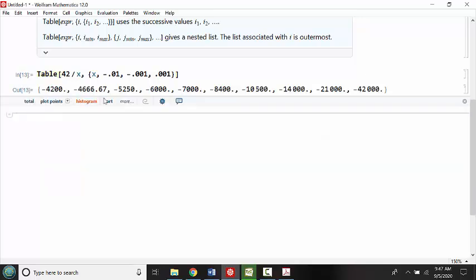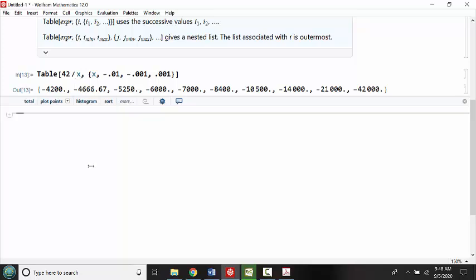And as I step much closer to 0, now I have 42,000 here. So if we believe in the power of patterns, we believe that this function is getting really huge and all of the values are negative because I'm approaching 0 from the left.